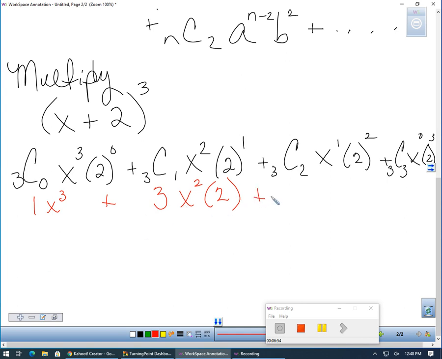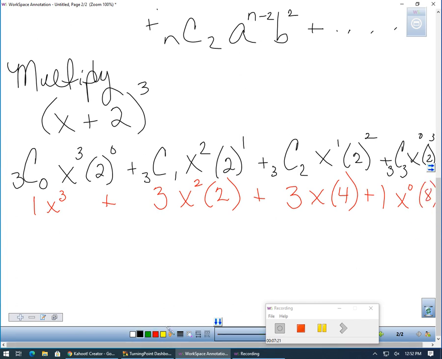Plus, 3 choose 2 is also 3, x to the first times 2 to the second, which is 4. Plus, the last one, 3 choose 3 is 1, times x to the 0, which is 1, times 2 to the third, which is 8.